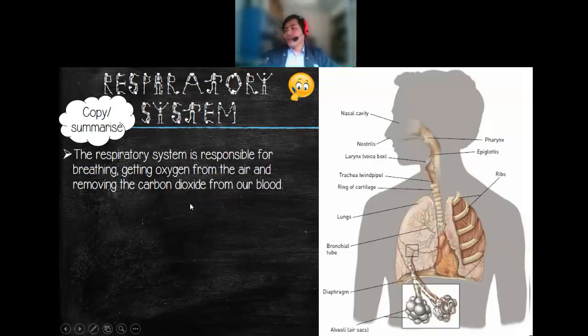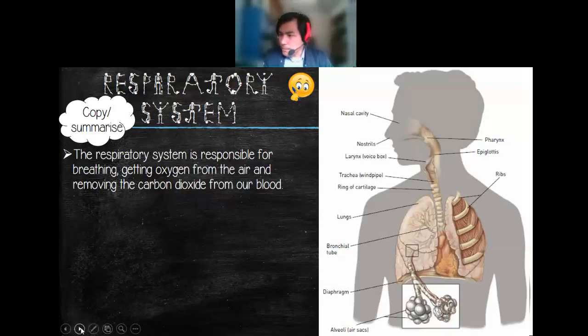So the respiratory system, it says that it's responsible for breathing, getting the oxygen from the air and also removing the carbon dioxide from our blood. Now, I'm sure that you know and understand what the respiratory system is for. So this one is probably not something that you need to write down, unless you really want to write it.